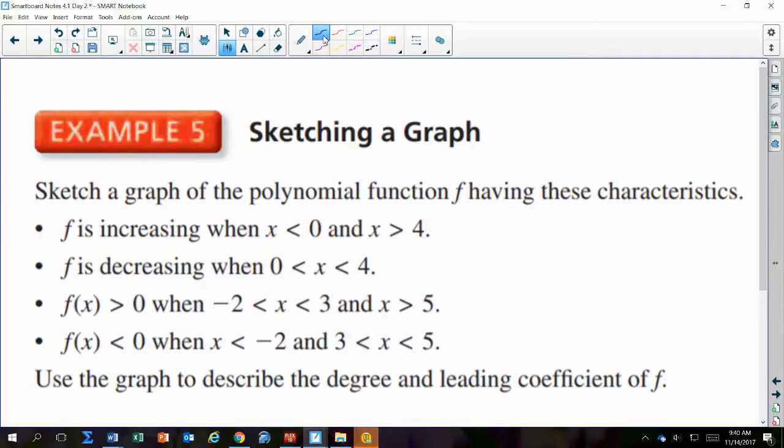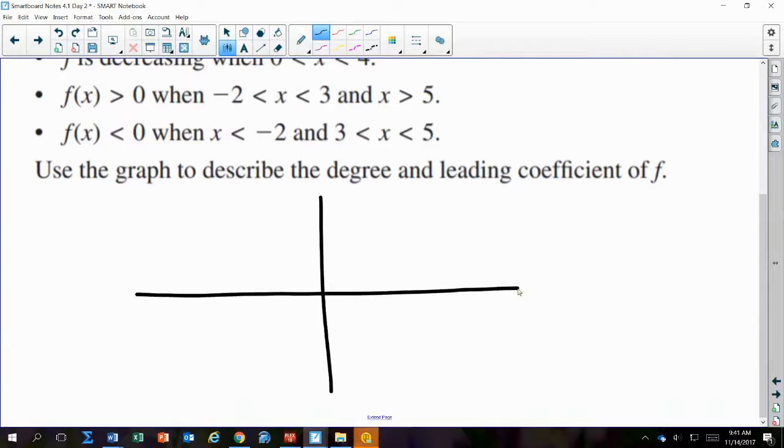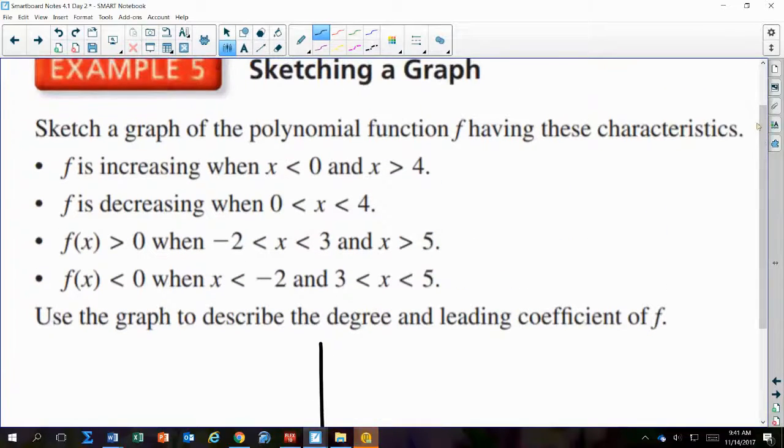So we've got a lot of criteria here that need to be met. The first thing I'm going to do is I'm just going to draw in a grid. Okay. Oh, you're showing me the end behavior already. All right, and the first thing I'm going to do after I draw in those axes is I'm going to start with f is increasing and f is decreasing. F is just your function, right? Tell me where your function is increasing and decreasing. And it says it's increasing when x is less than 0 and when x is greater than 4.